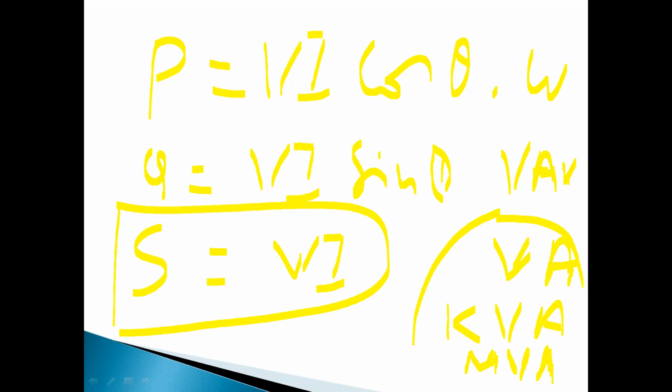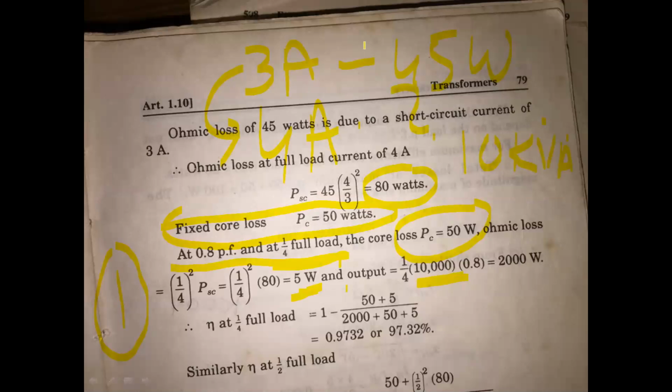But efficiency is defined for active power: active power output by active power input. Efficiency is calculated for active power. So we have the volt amperes rating, and if you multiply it by cos theta, we get the active power. In this case, the output equals the volt amperes power rating into the power factor. This is how we calculate the efficiency at 1/4 load.